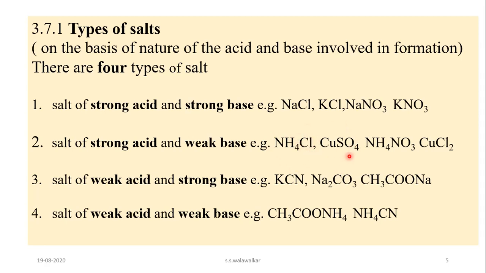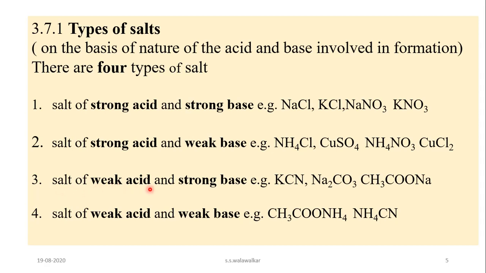Copper sulfate it is formed from strong acid H2SO4, that is sulfuric acid, and weak base copper hydroxide. Here ammonium nitrate formed from weak base ammonium hydroxide, and acid, strong acid nitric acid. Here copper chloride formed from copper hydroxide and strong acid, that is HCl, or ferric chloride also is an example of this type of, that is second type of a salt of, that is salt of strong acid and weak base. Like that, third type of a salt is what?